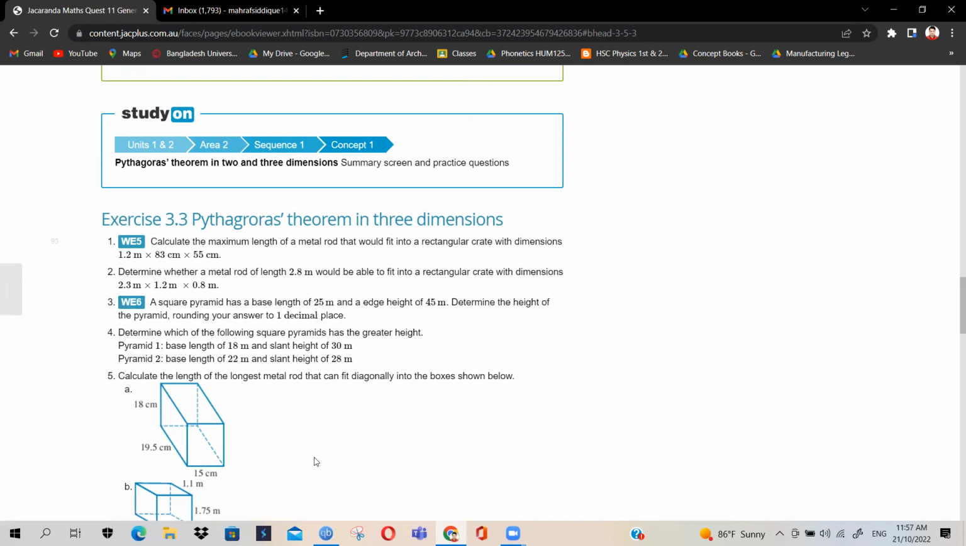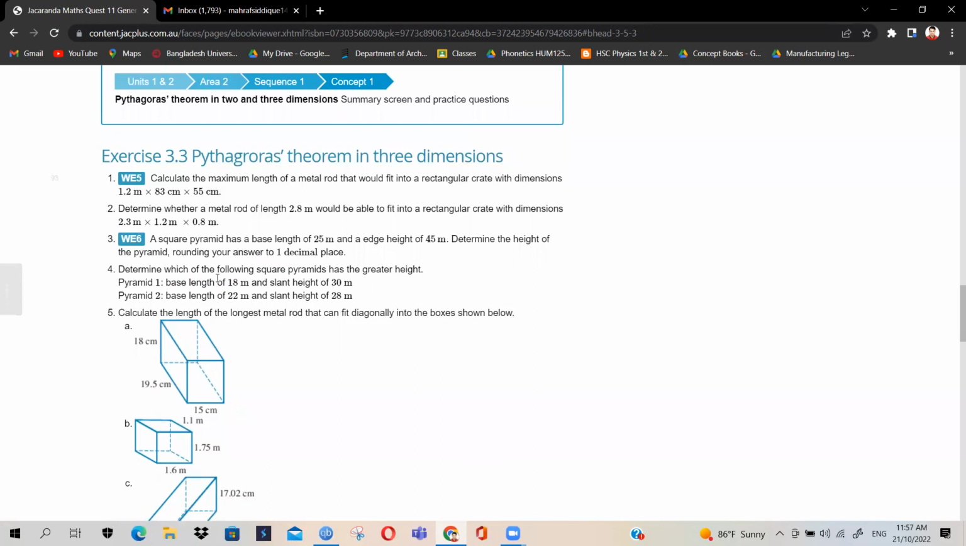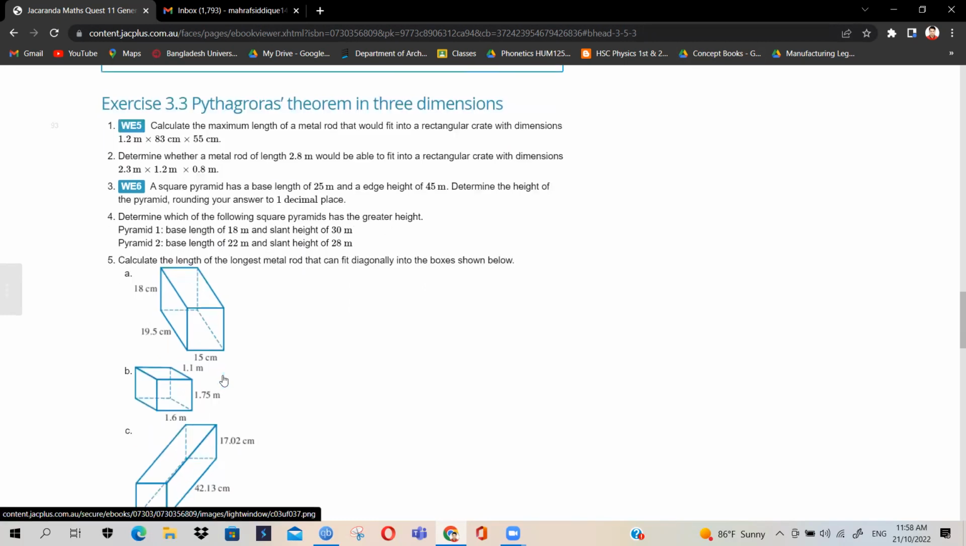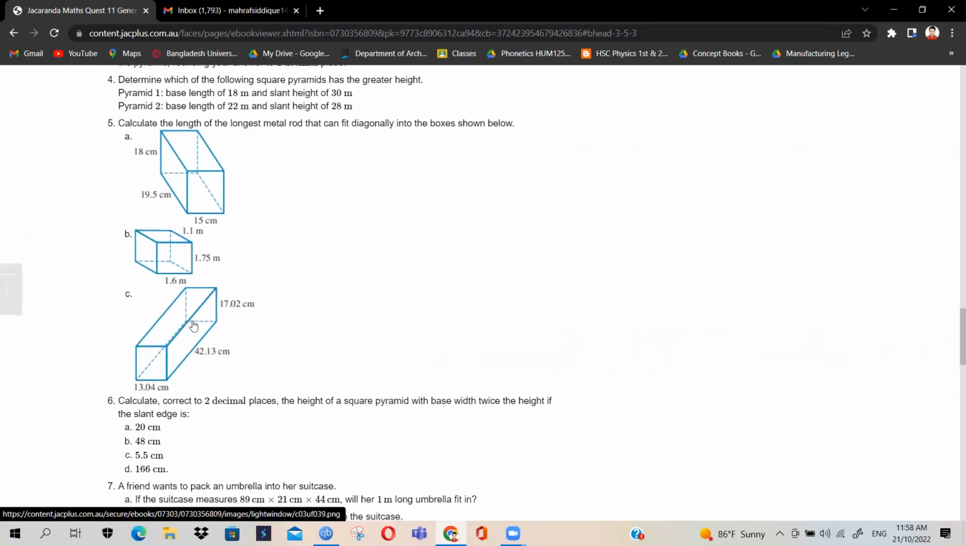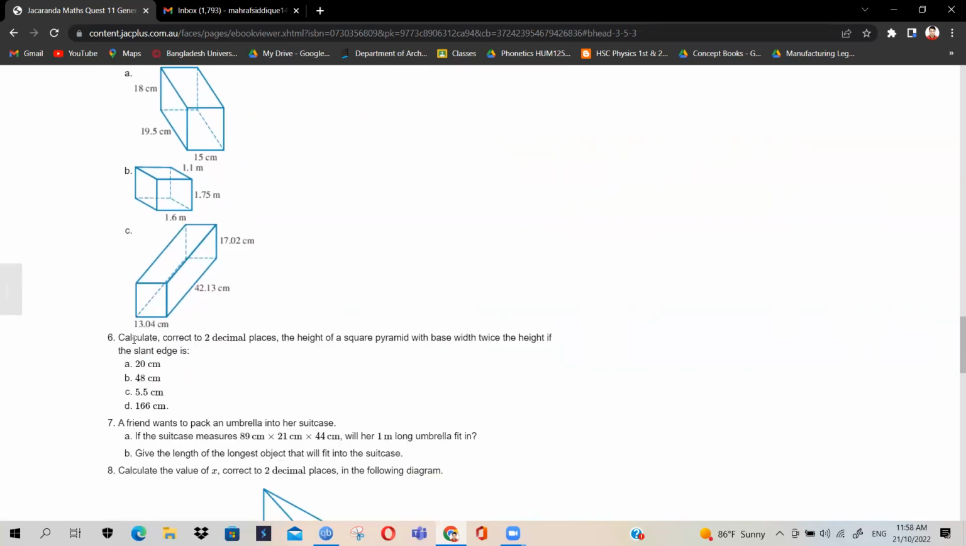Determine which of the following square pyramids has the greater height. Again, you have to do it two times, for pyramid one and pyramid two, and then based on that you will be able to understand which has the greater height. Okay. So calculate the length of the longest metal rod that can fit diagonally. So again, root over a square plus b square plus c square, in three cases.